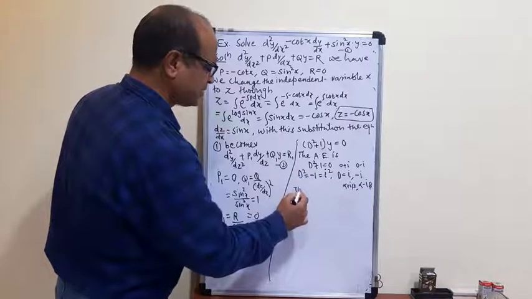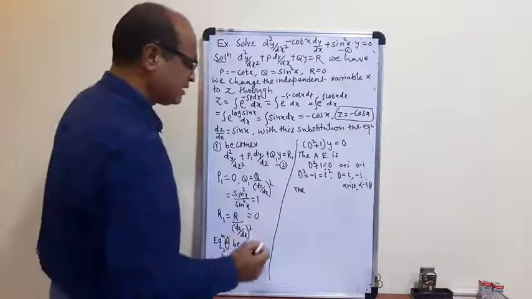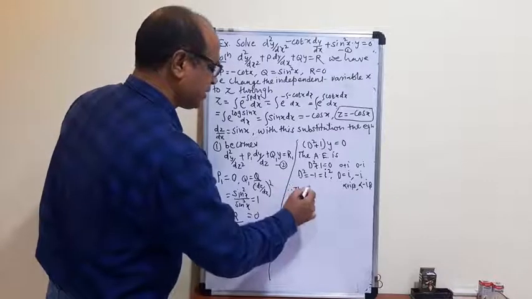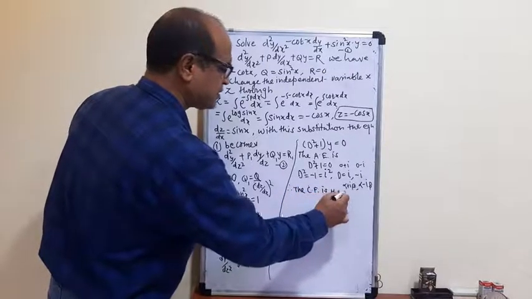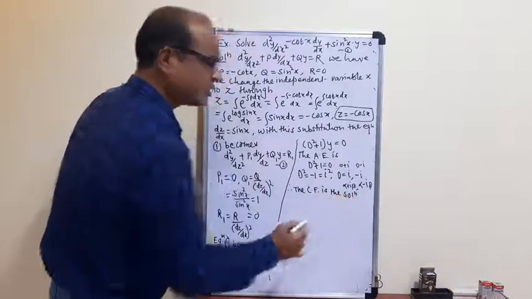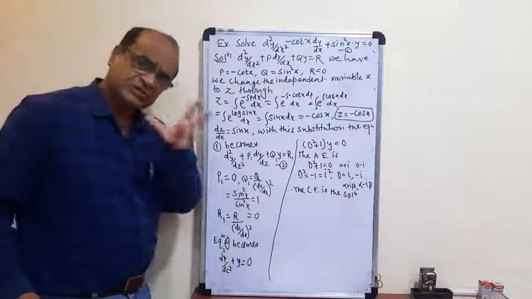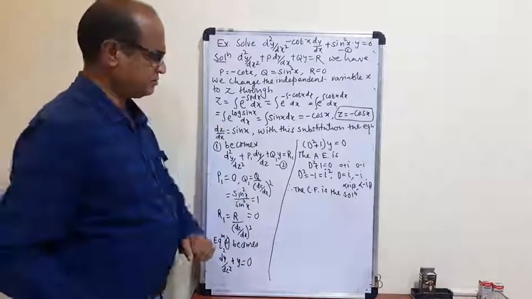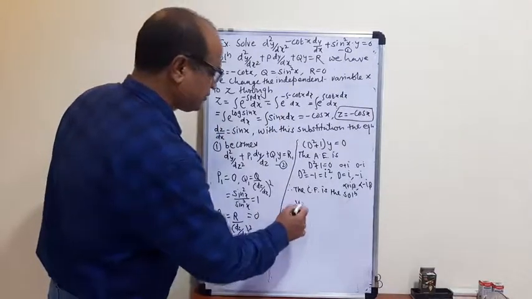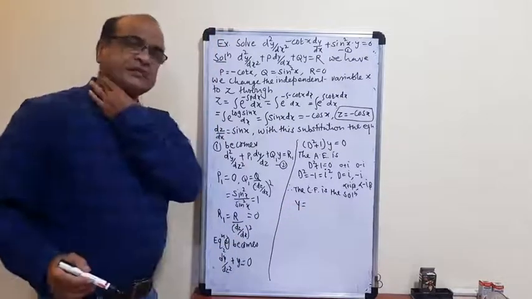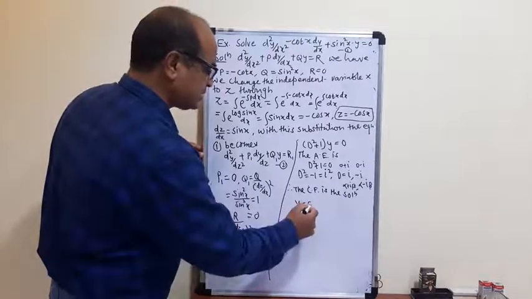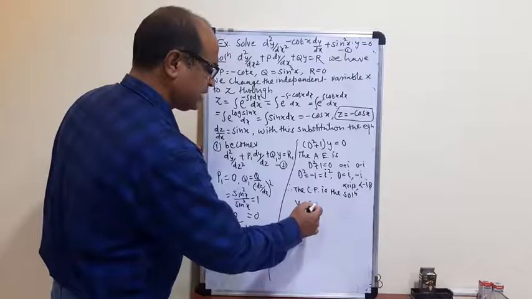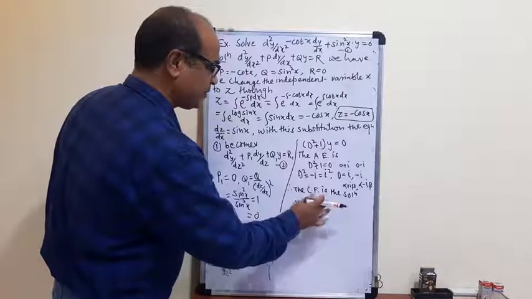So what is the solution? Therefore the CF is the solution. The complementary function is the solution of this differential equation. So therefore y is equal to, what is the solution here? The standard solution is C1 e raised to m1 z.